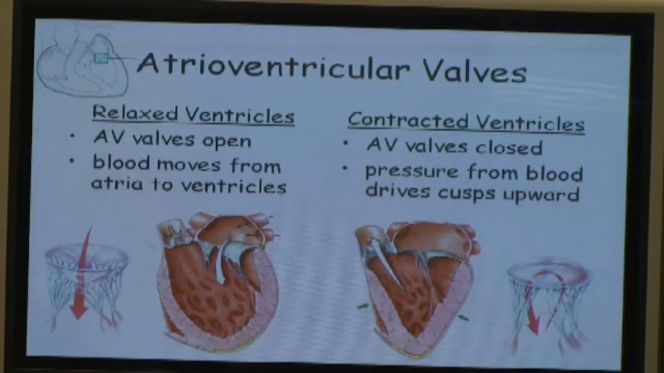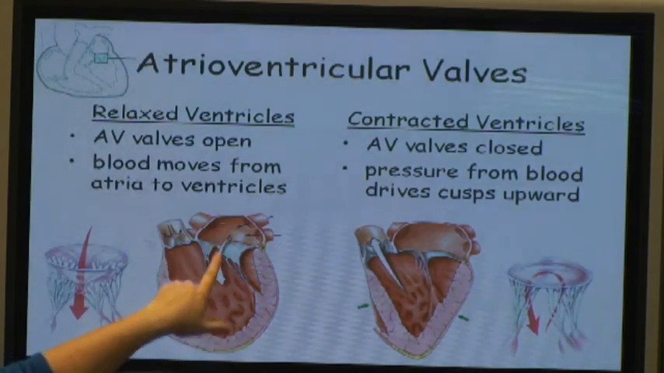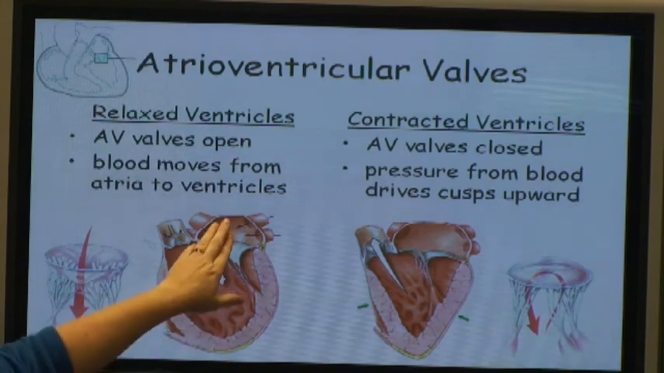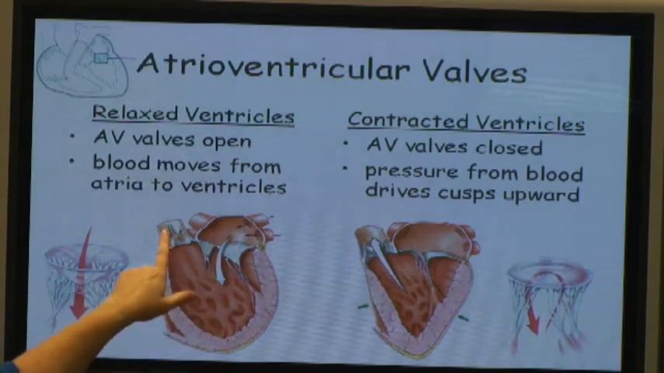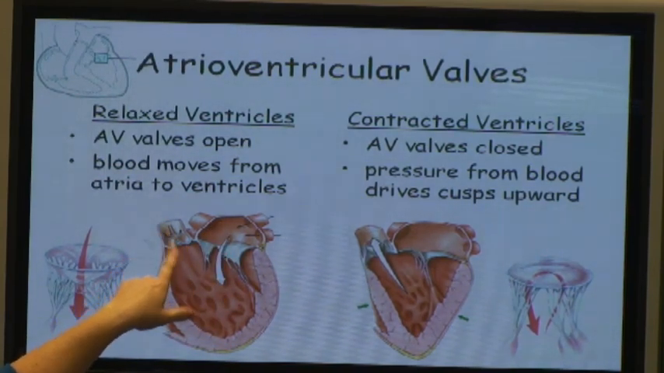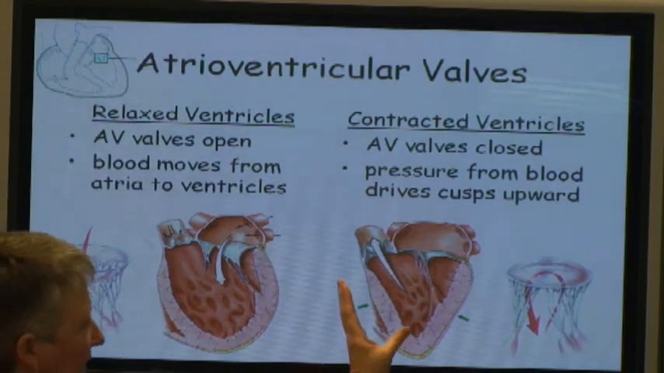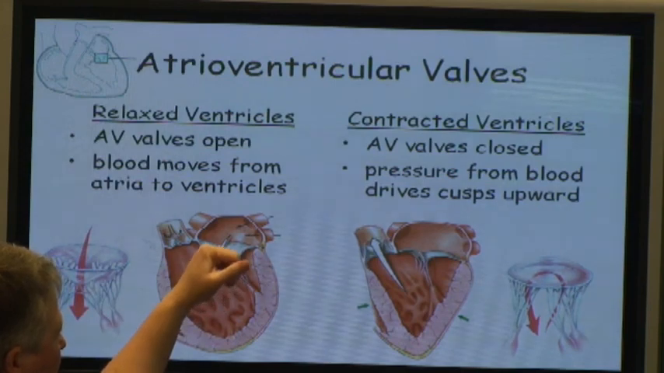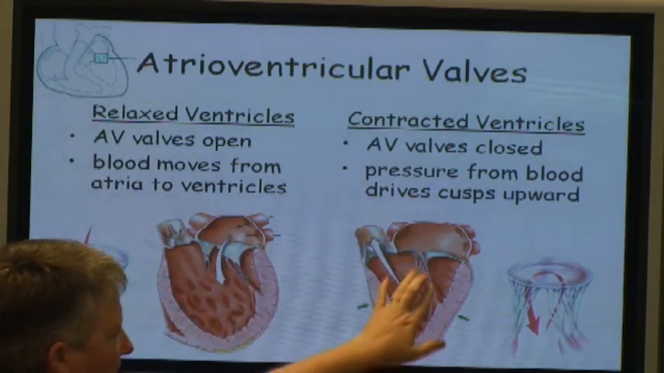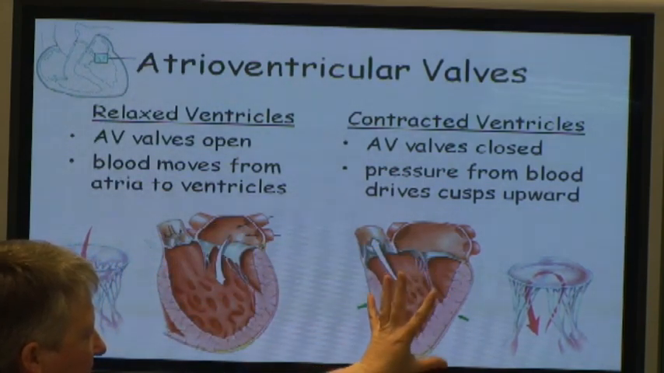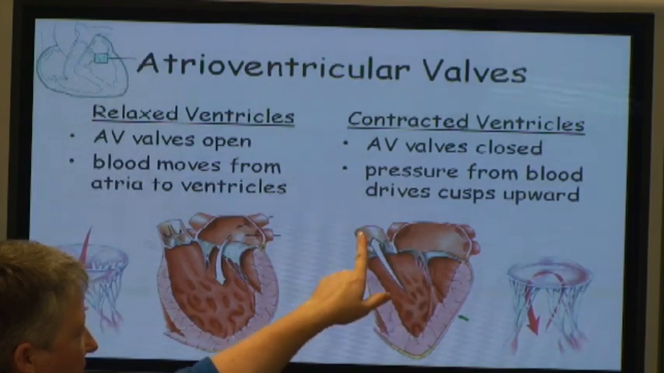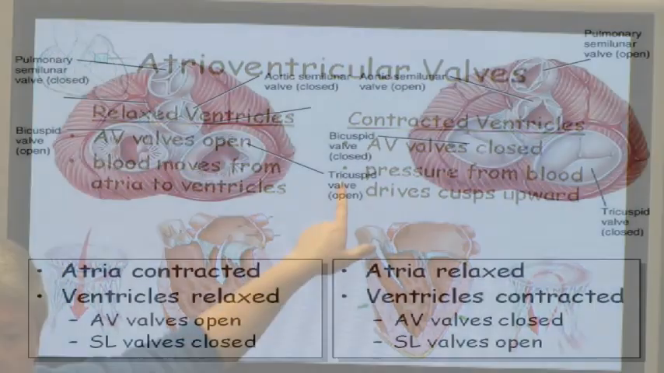Better diagram. Ventricle is relaxed, it has to be the left ventricle. You see that the AV valve is open. Blood is flowing from the atrium into the ventricles. The semilunar valve is closed because the cusps are pointed this way. When the ventricle begins to contract, blood is pushed up, it's caught by these flaps that closes the AV valve, and then as the pressure continues to increase, it opens the semilunar valves.